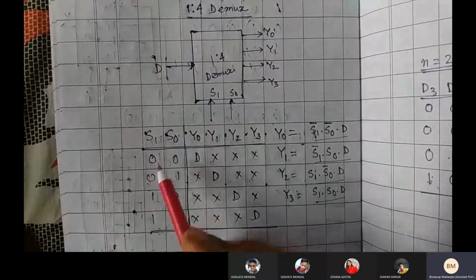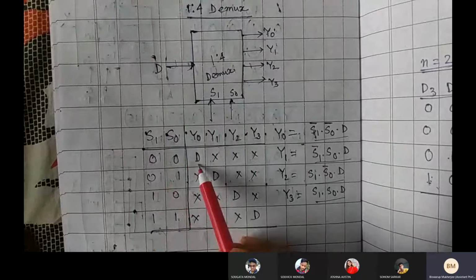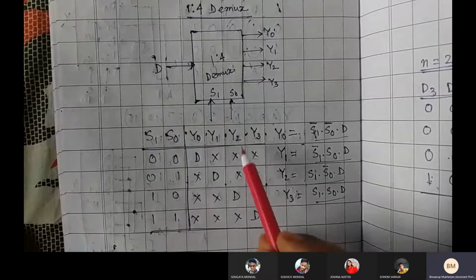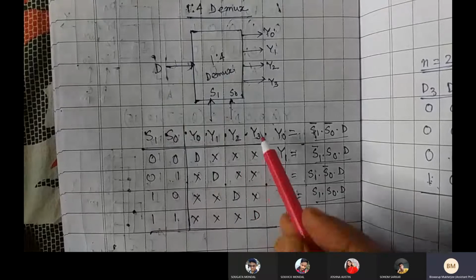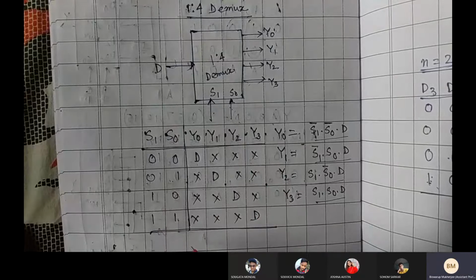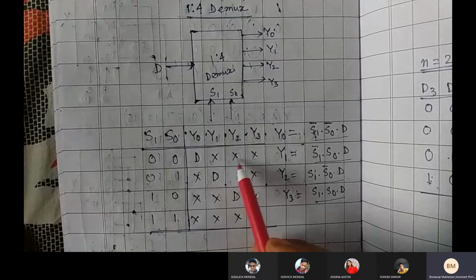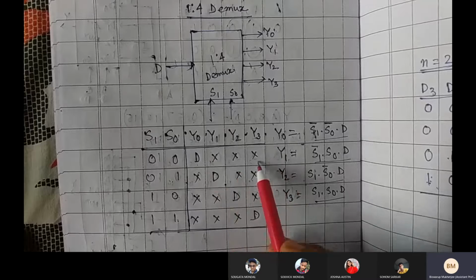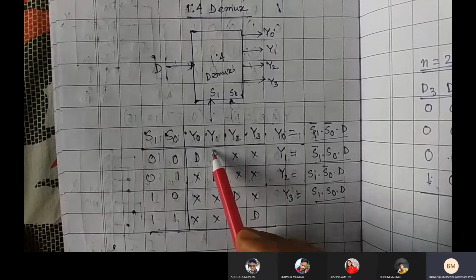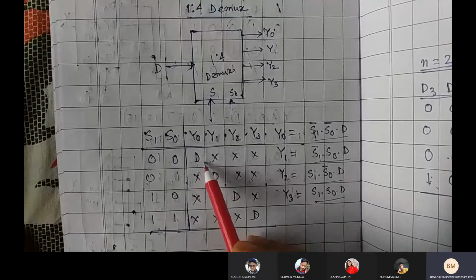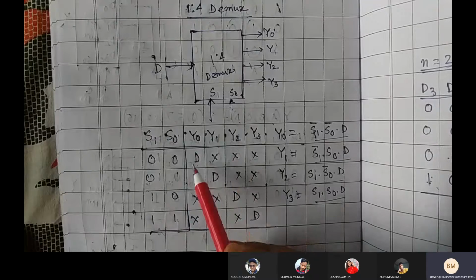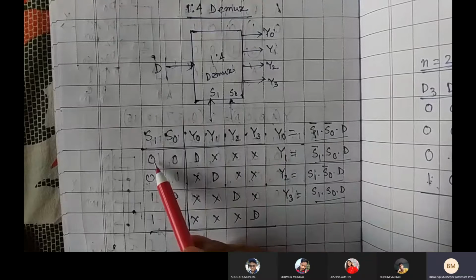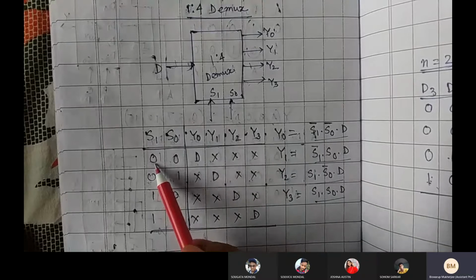Accordingly we have made the truth table. For 0 0, Y0 follows D; for 0 1, Y1 follows D; for 1 0, Y2 follows D; and finally for 1 1, Y3 follows D. As the rest of the outputs are don't cares, we are not bothered about those three outputs. We only look at this particular output. So output Y0 can be written as S0 bar, S1 bar, and D.